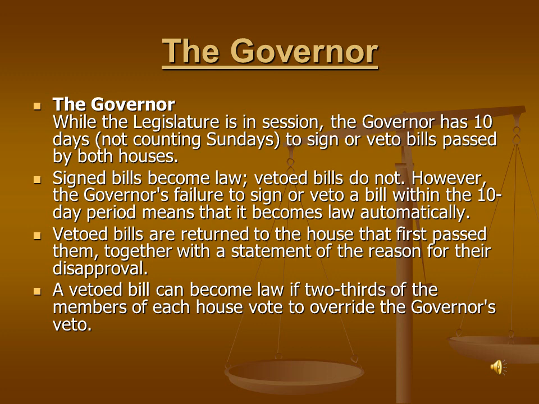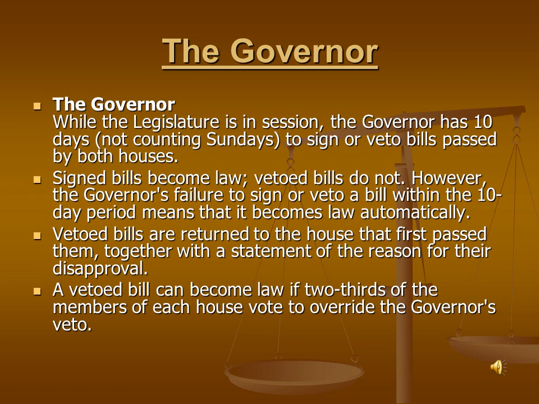Once a bill passes through both houses with the same language, it goes on to the governor. While the legislature is in session, a bill that reaches the governor has 10 days, not counting Sundays, to be signed by the governor or vetoed by the governor. Signed bills become law. Vetoed bills do not. However, the governor's failure to sign or veto a bill within the 10-day period means that it becomes a law automatically.